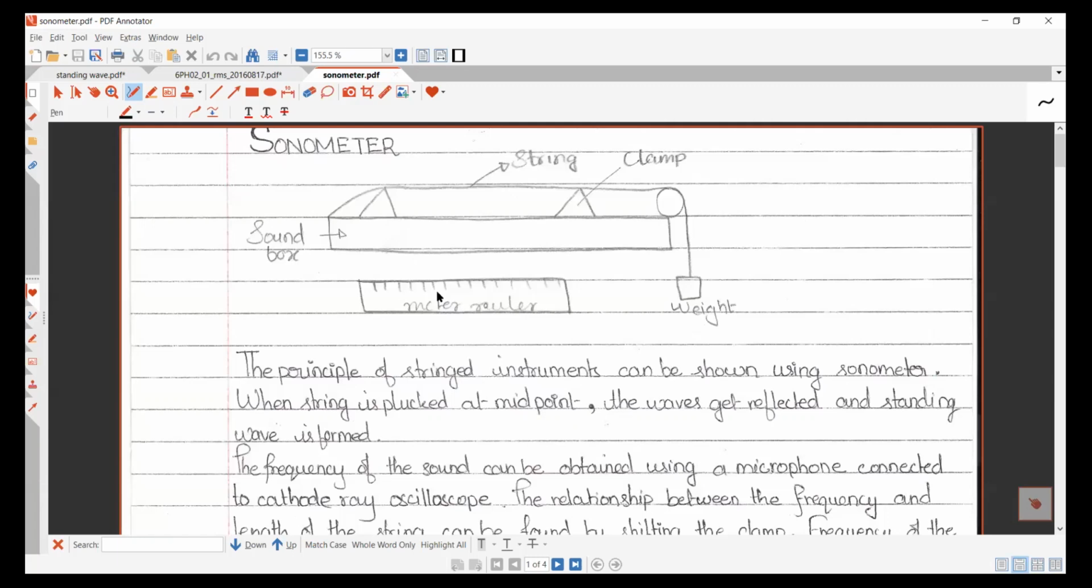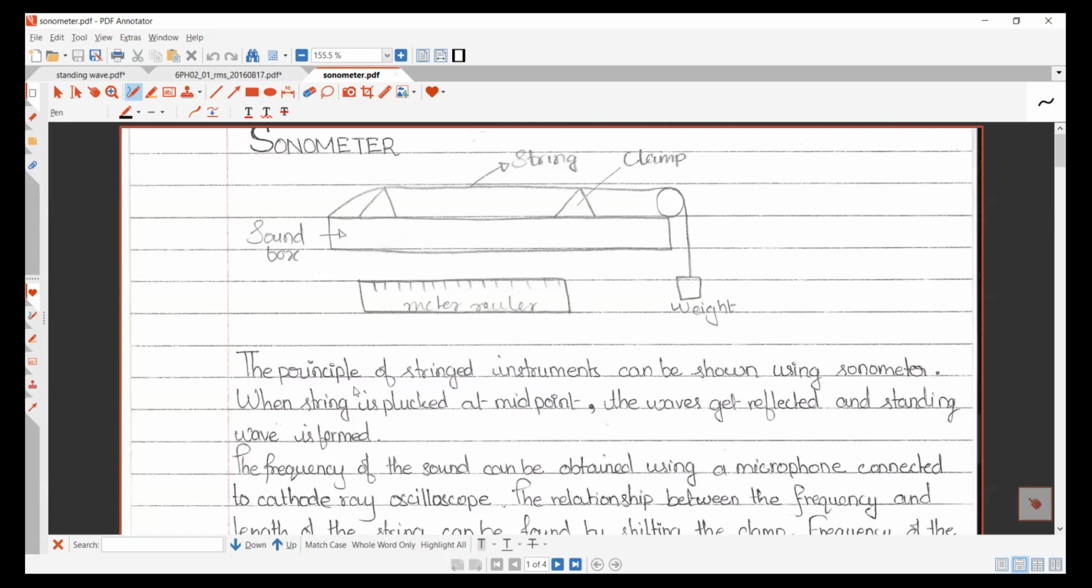Now what do we do with a sonometer? Why do we need a sonometer? Today let's do the learning. The solving part we will do from 8 to 10, and we will be finished with it today itself.